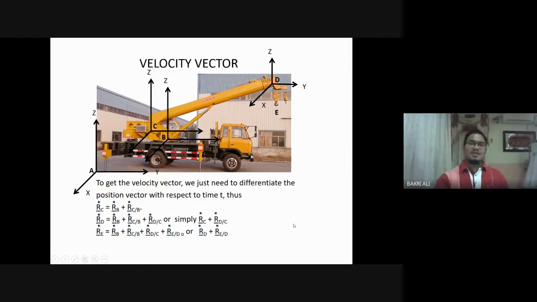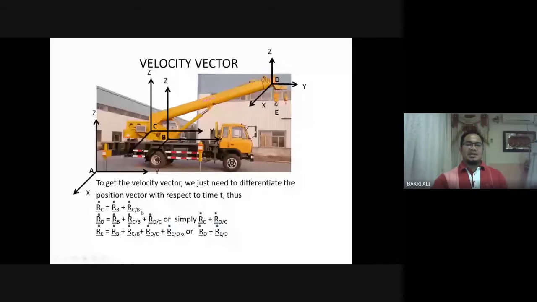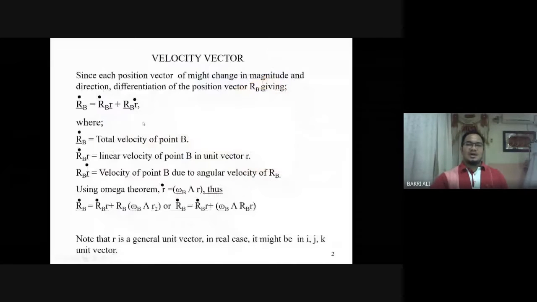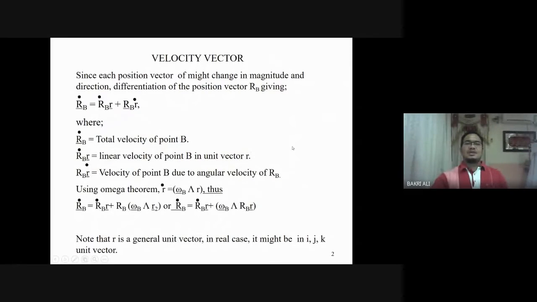But remember, because RB may be in I, J and K components, RC stroke B may also be in I, J and K components. Once we differentiate this position coordinate, we will get this. So this is the key point of how to find the velocity vector. Let's say we differentiate RB. RB is the position vector, so the position vector may have I, J and K components.